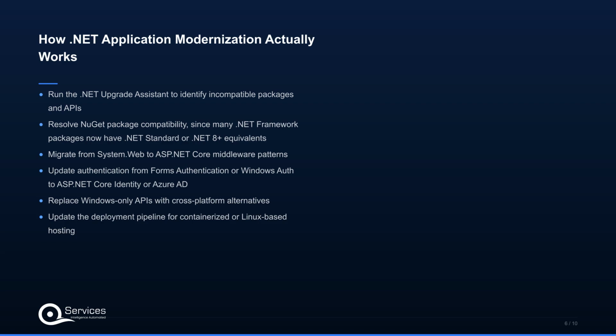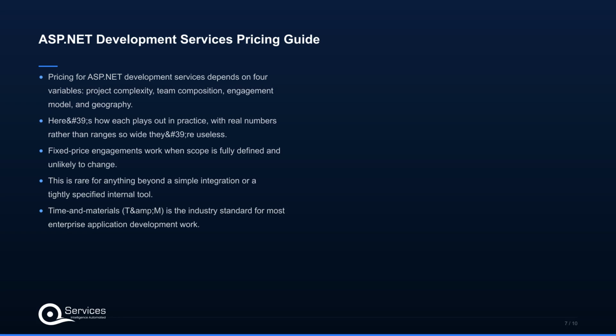Practically, this means identifying the seams in your existing application, usually along HTTP boundaries or database table ownership, and building new .NET 8.9 services that handle one bounded context at a time. The legacy application routes requests to the new service as each piece completes. .NET Application Modernization, a 5-phase roadmap from legacy to cloud-native, walks through the full phased approach with realistic timelines for each stage. Moving on to ASP.NET Development Services Pricing Guide.